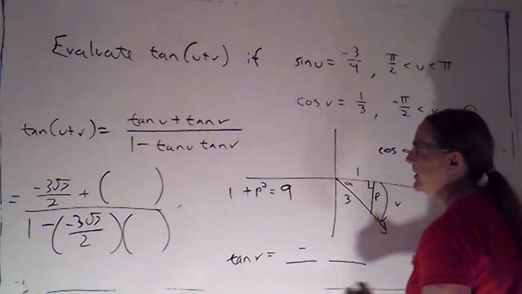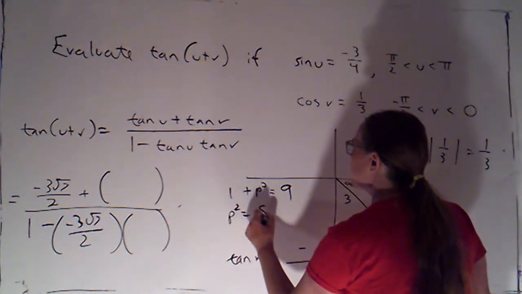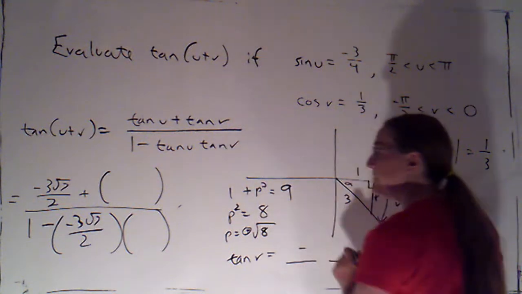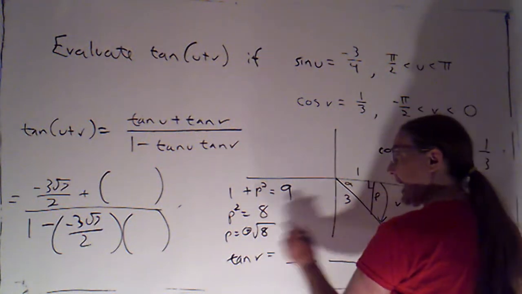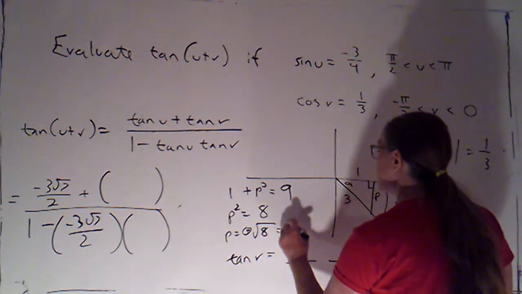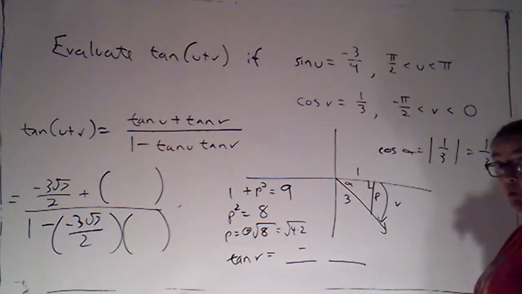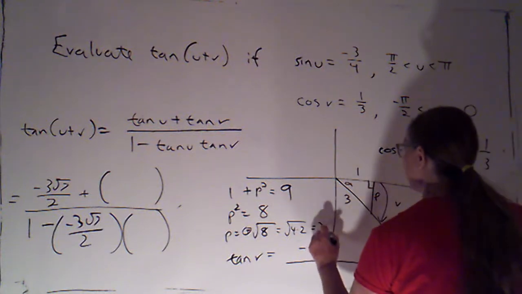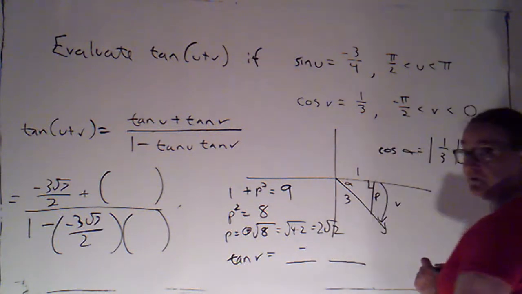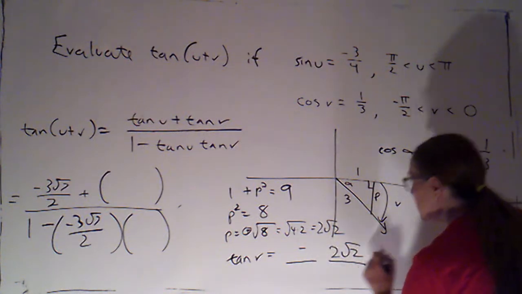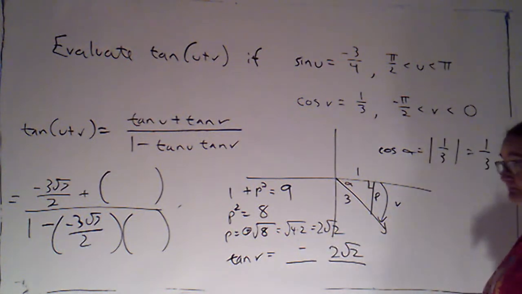And 1 squared, of course, is 1. So p squared would equal 8. P would equal the positive square root of 8. I can simplify that because that's the square root of 4 times 2, and the square root of 4 simplifies. I can say that's 2 root 2. So tangent of v is going to be negative 2 root 2.